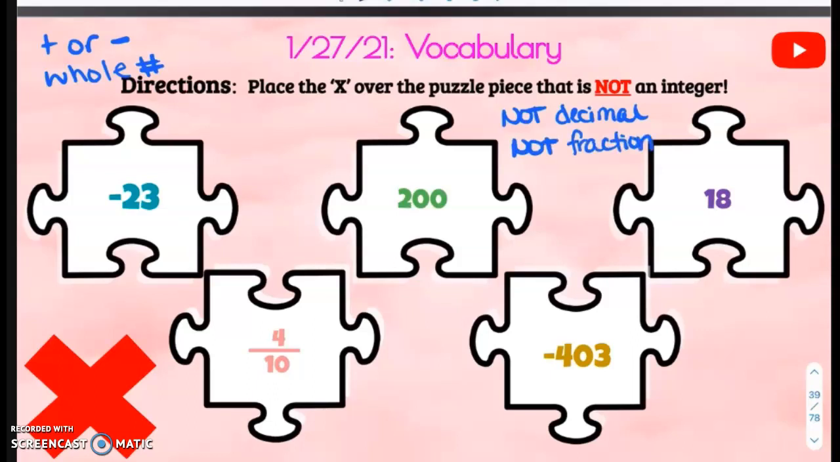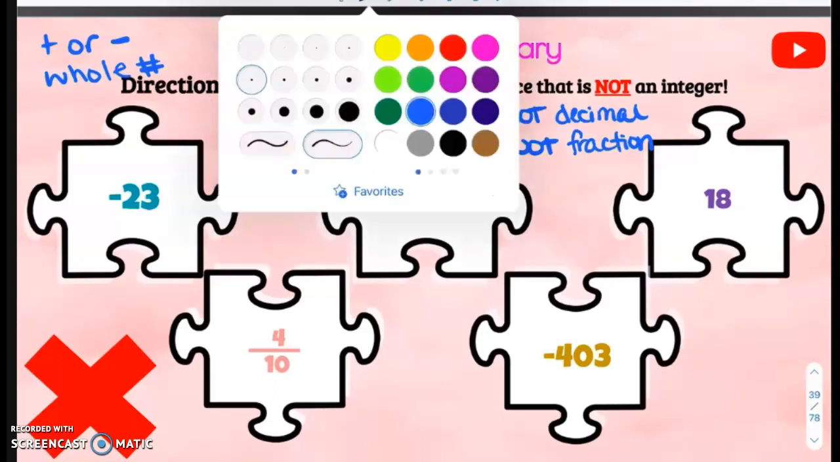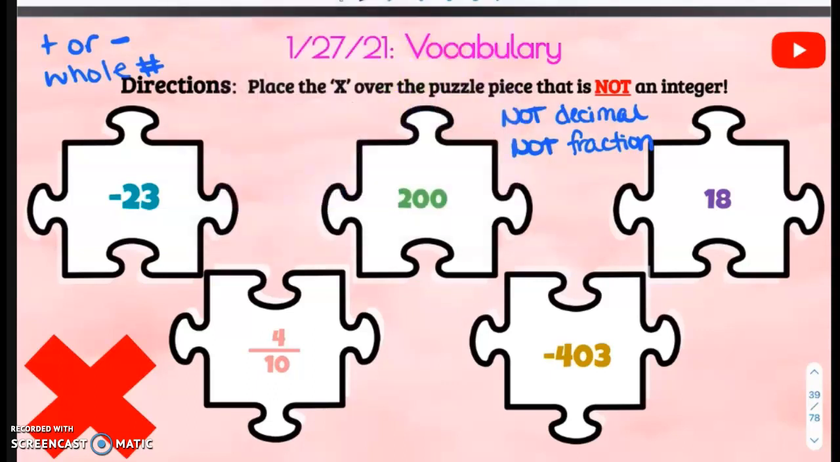So let's see. This first one, negative 23. That is a negative. It's not a decimal. It's not a fraction. So that is an integer. 200, that is an integer. 18, that is an integer. Negative 403, that's an integer.